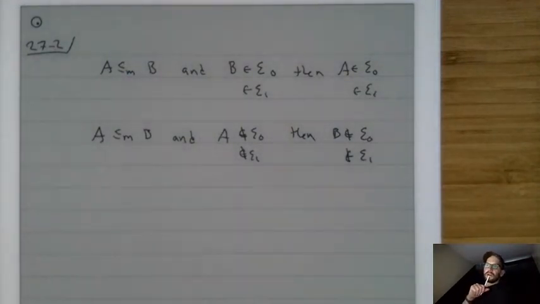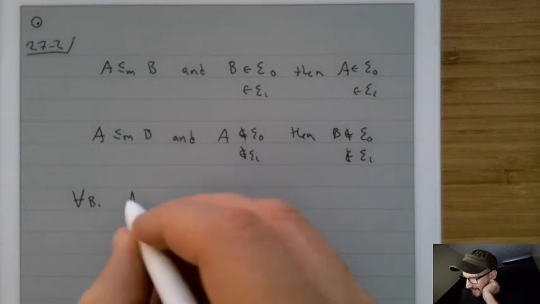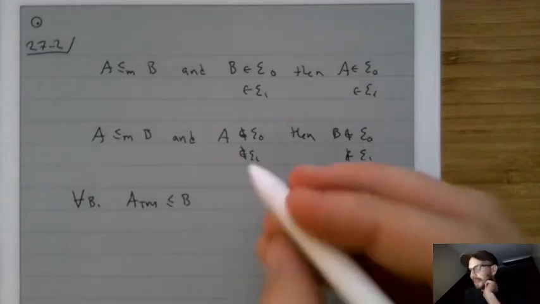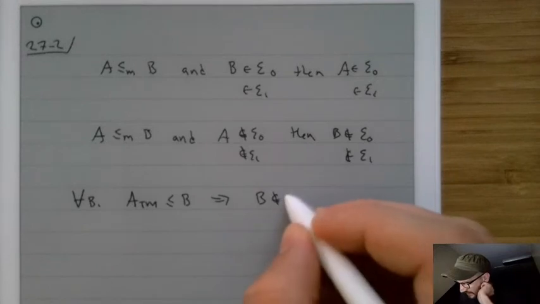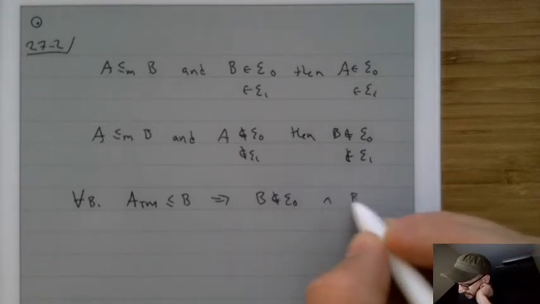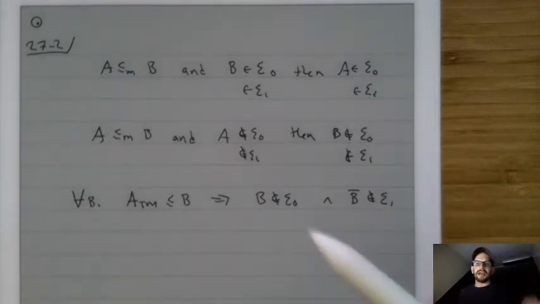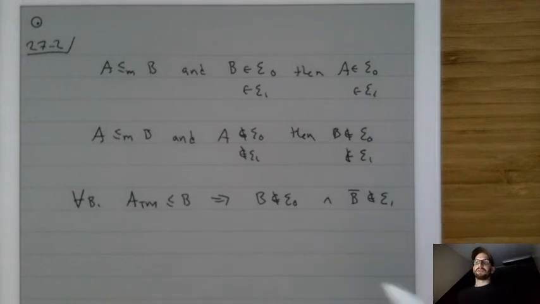Okay? So how is that useful? That's useful because we can prove that for all B, if ATM is mapping reducible to B, then that implies that B is not inside of sigma 0, and not B is not inside of sigma 1. So every time we show that something is mapping reducible to B, that tells us that that thing is also not decidable, and its complement is not computable.